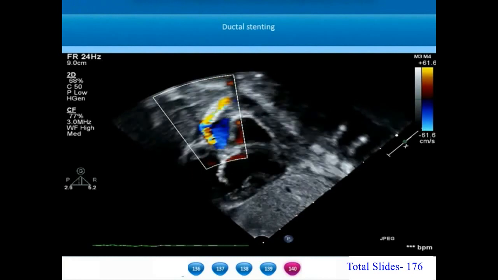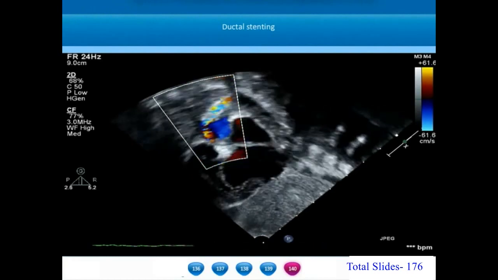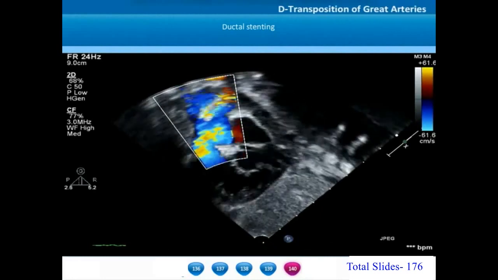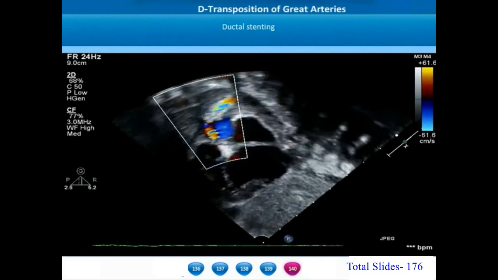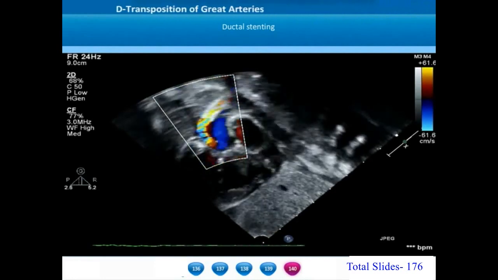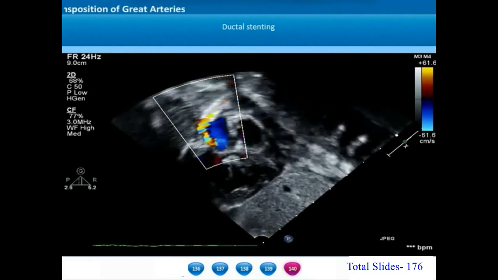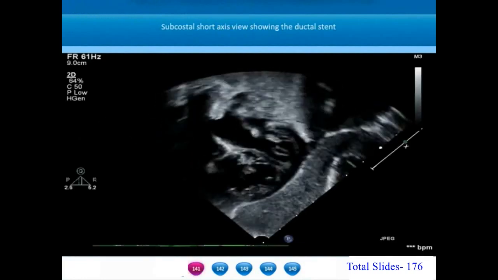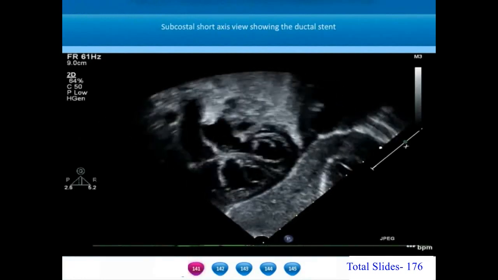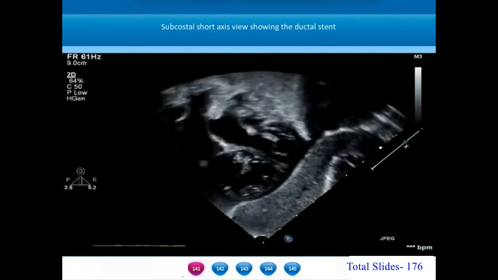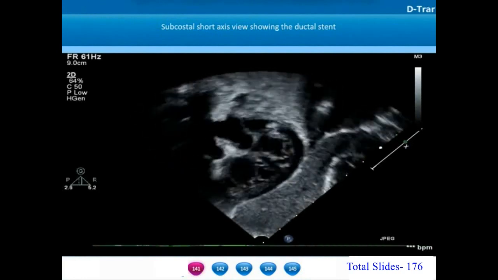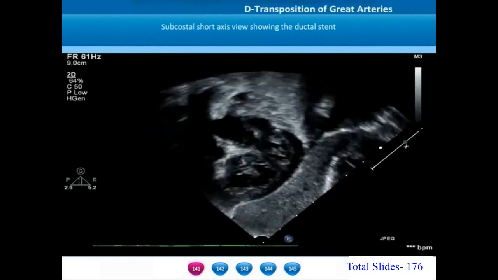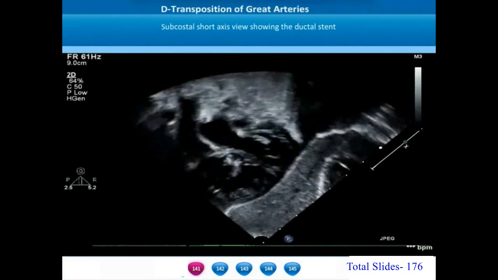In this subxiphoid short axis view, we can notice a large 4 mm stent across the ductus arteriosus, causing a continuous flow of blood from the aorta into the pulmonary artery. In subxiphoid short axis view without color, we can notice the position of the ductal stent, the parallel relationship between the aorta and the pulmonary artery, and we can notice the septal position.